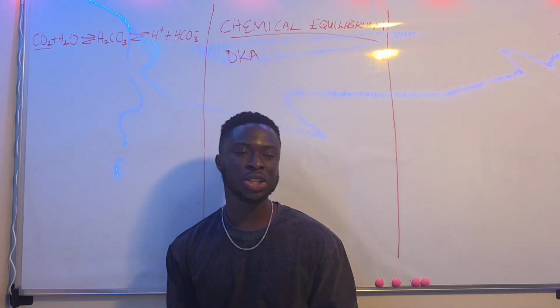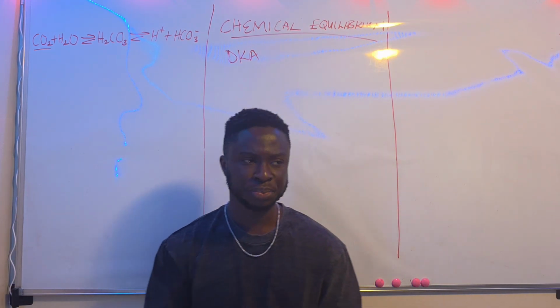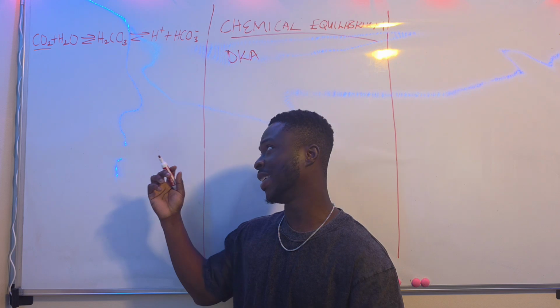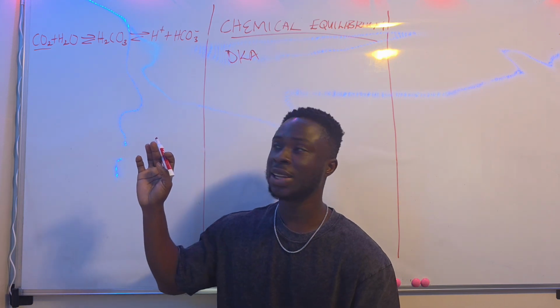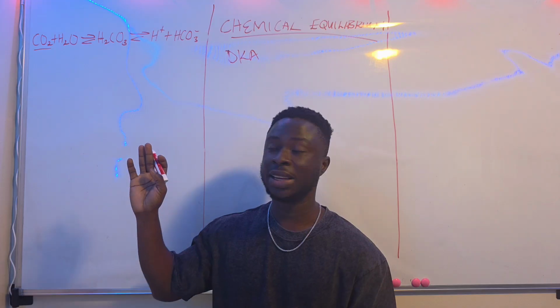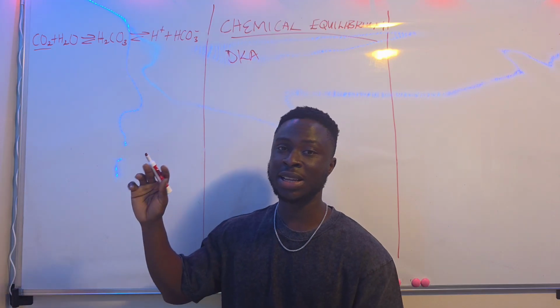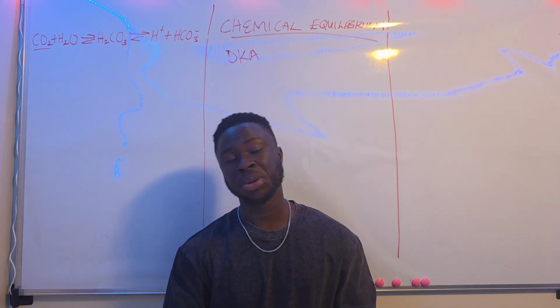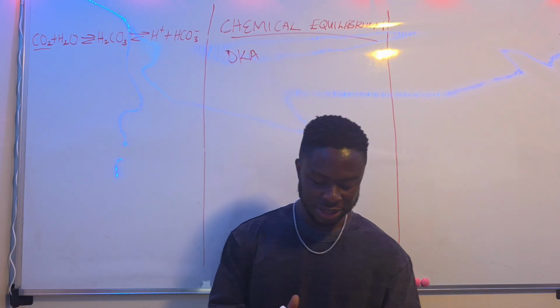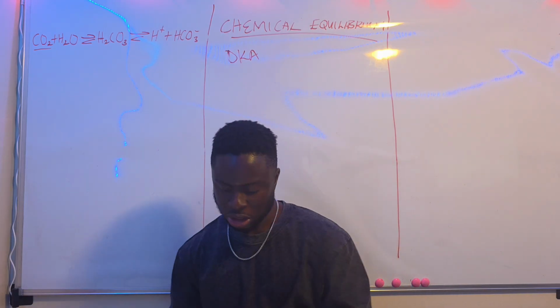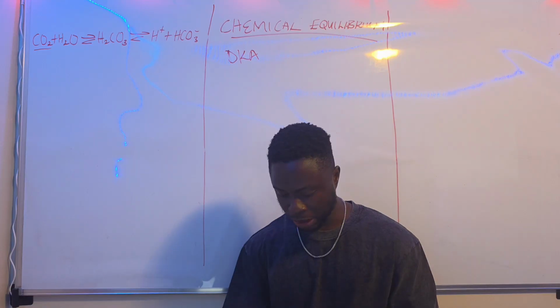Now this equation is called the bicarbonate buffer equation, and it is very important because this is how carbon dioxide is taken out of the blood, and this is also how the blood maintains its normal pH of around 7.3. With that being said, let's move on to our topic, chemical equilibrium.